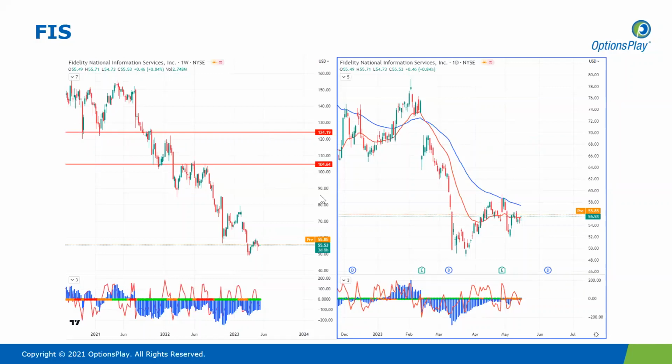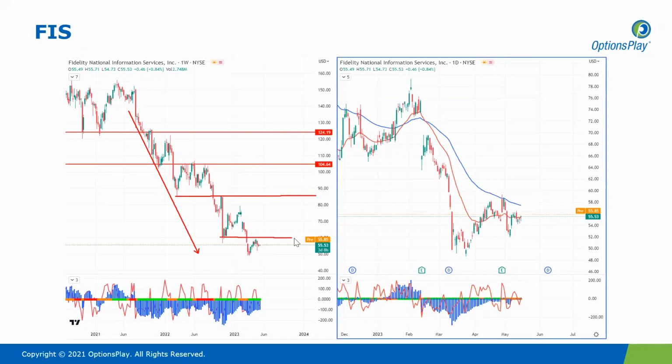Moving on to FIS, which is Fidelity. So Fidelity, strong bearish trend, as you can see on the weekly time frame, defined by lower highs and lower lows. We had 104, 105 acting as a major area of support and resistance. And we also had this level at around 86, 87, acting as a minor area of support turned resistance.